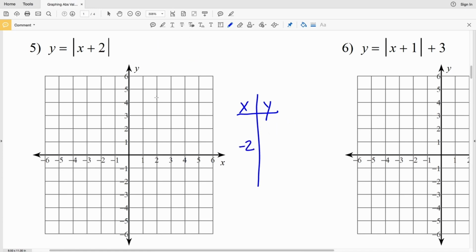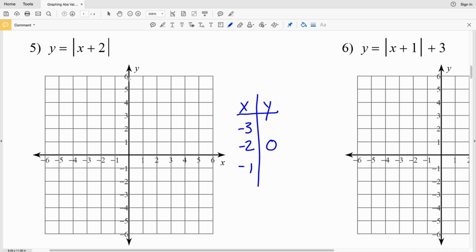Let's plug in for x to solve for y. Negative 2 plus 2, we know that equals 0, and the absolute value of 0 is 0. So when x is negative 2, y is equal to 0. Now we're going to find the y value for an x that's less than negative 2 and a y value for an x that's greater than negative 2. If they're the same number of units or same number of steps away, let's say I choose negative 3, that's 1 less than negative 2, and negative 1, that's 1 greater than negative 2, the y values should be the same since the absolute value functions are symmetric.